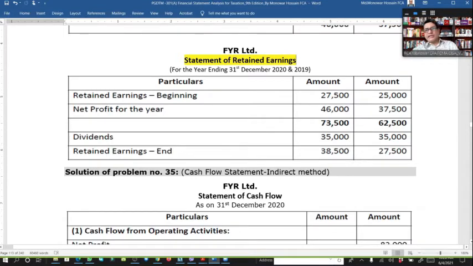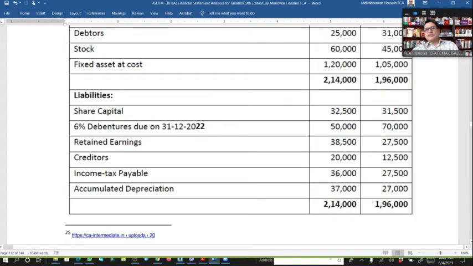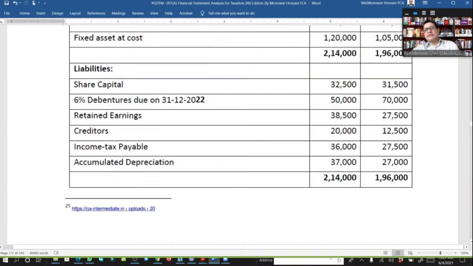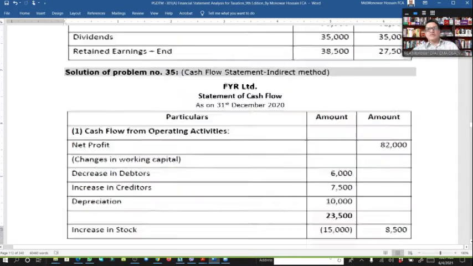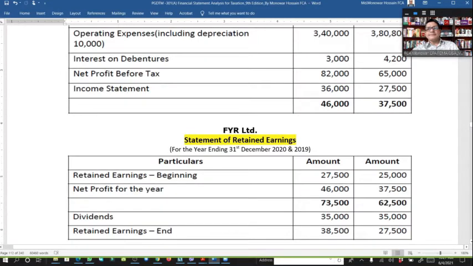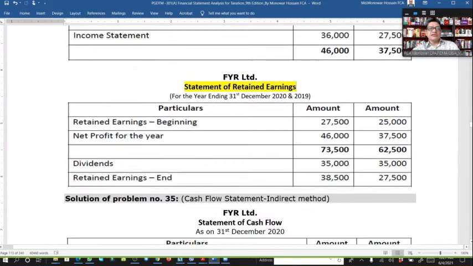Retained earnings beginning, this one, 27,500 beginning. That means it is the closing of 2019. That means the beginning of 2020, this one. And net profit for the year 46,000 comes from this figure. This 46,000 is this 46,000, total 73,500. And from that amount the dividend is paid.